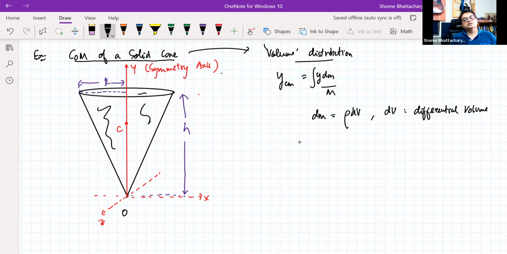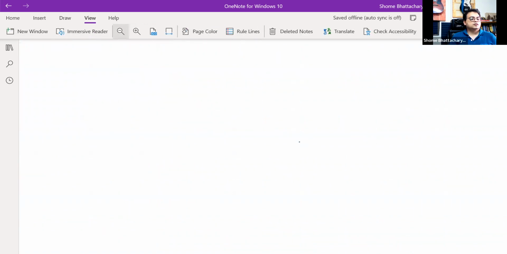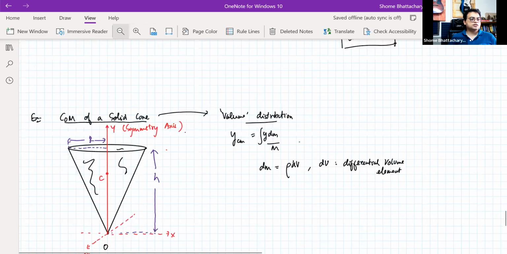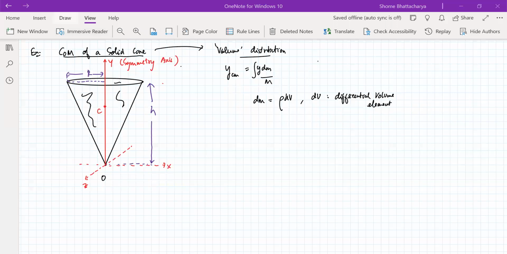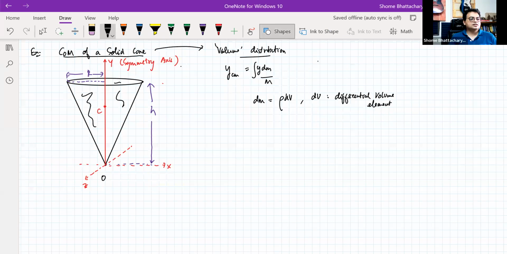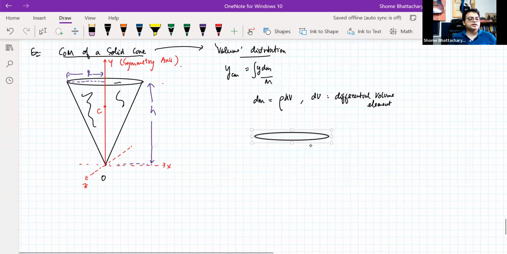It must be fairly obvious what kind of volume element we should take. Can somebody just tell me what is the volume element we'll select? Logically, yes, we should take thin discs. We again imagine that we are slicing the cone using a plane parallel to the XZ plane. Only because it's a solid cone, unlike the hollow hemisphere earlier, when we slice it, the thin elements will be solid thin discs instead of rings.